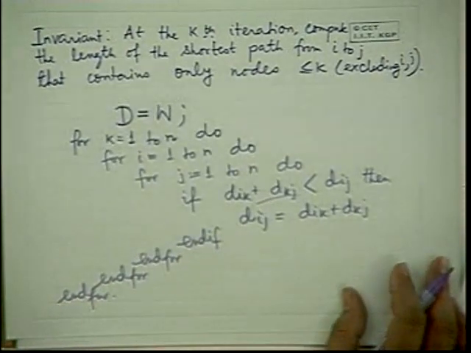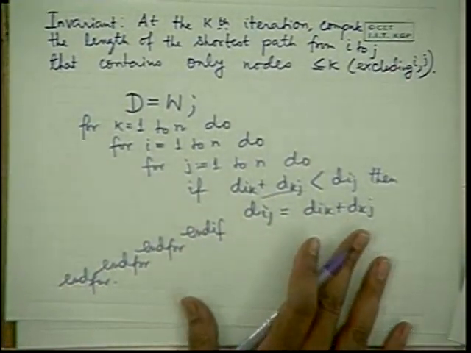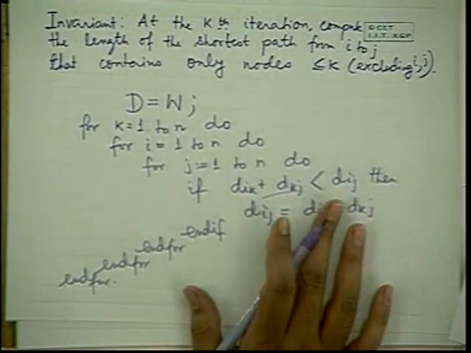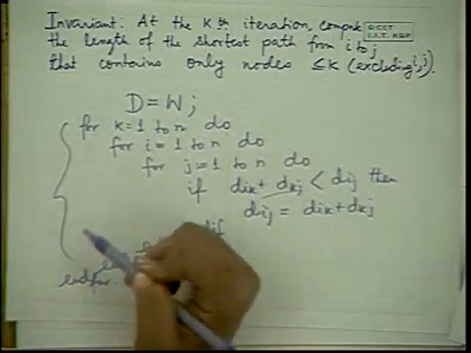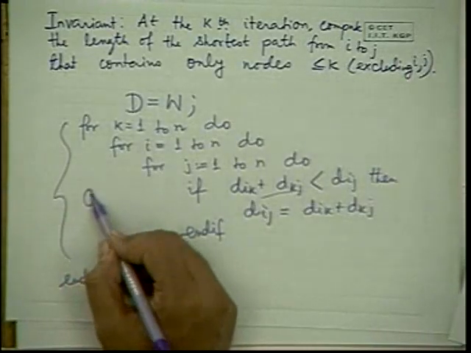And you can see this does not care about whether the weights are negative, positive or anything. For any weight this should work. This is such a simple algorithm. And how much time does it take now? Again order n cube.